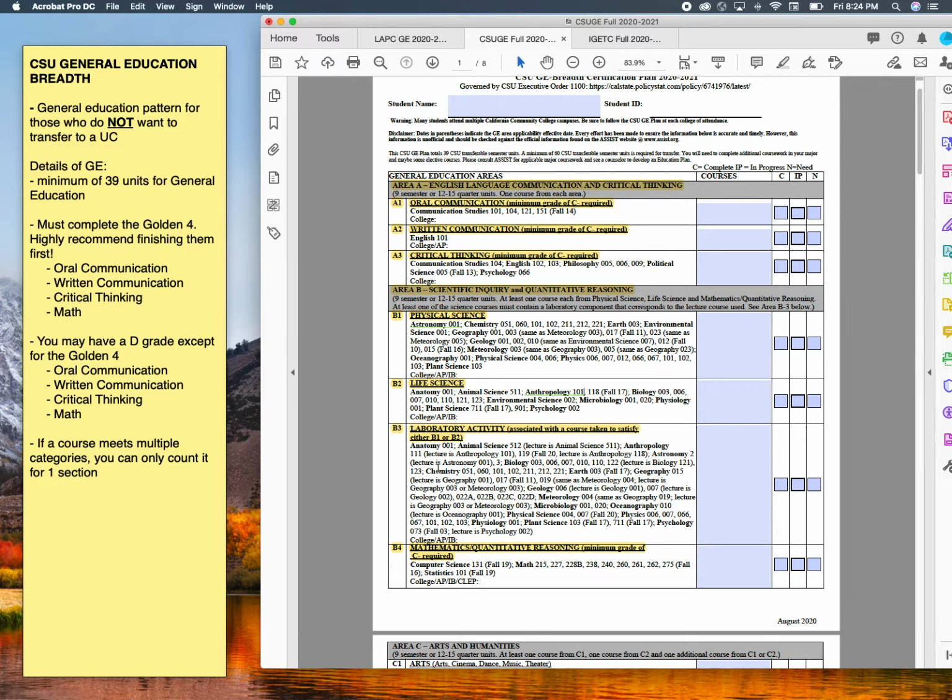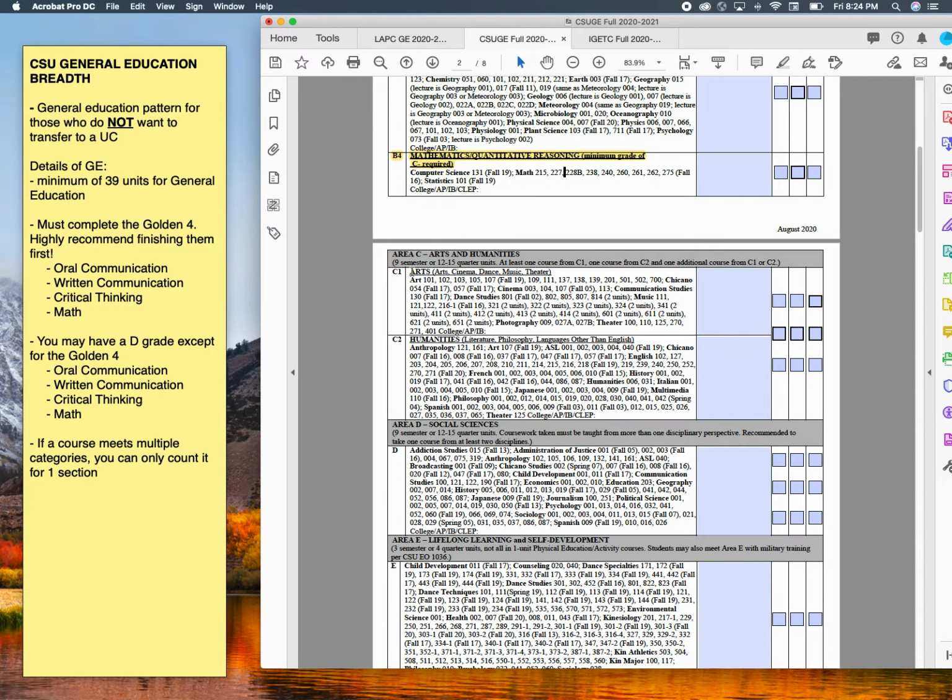So the lab isn't just any lab you get to pick in here. It has to correspond with the physical science or the life science. So what that means is that you will either have to take astronomy's lab, or you could take anthropology's lab. Pretty much that's how you're going to meet the lab requirement. You see how it has to be a lab of a science course you have previously taken. Okay, awesome. And then math, college level math, as you know, minimum grade of C minus or better, Golden 4, super important, okay? Let's go into area C.